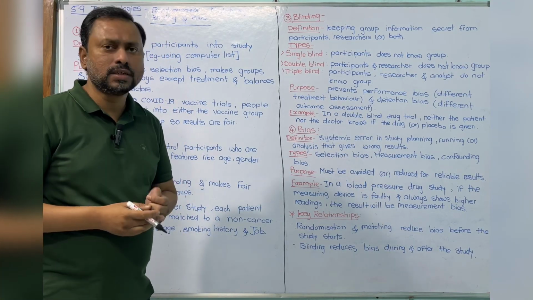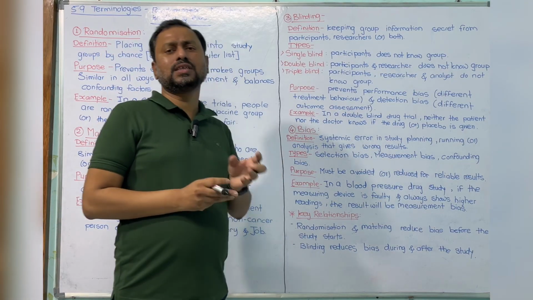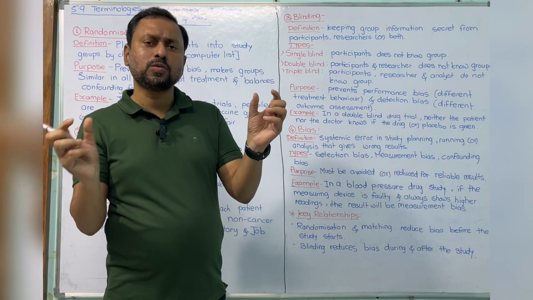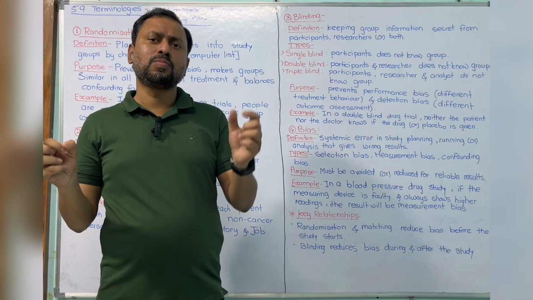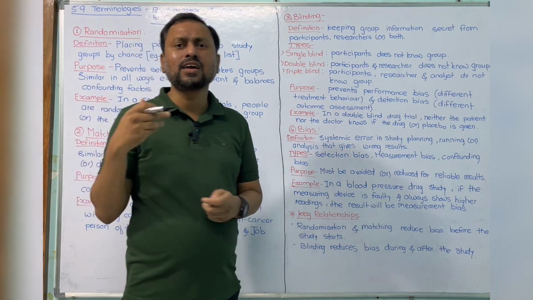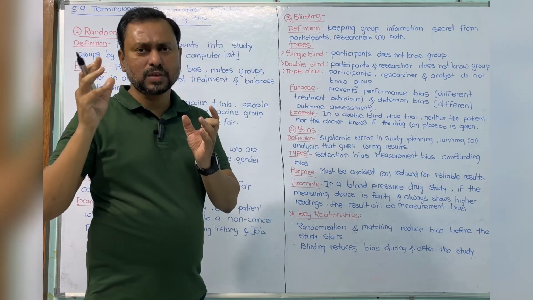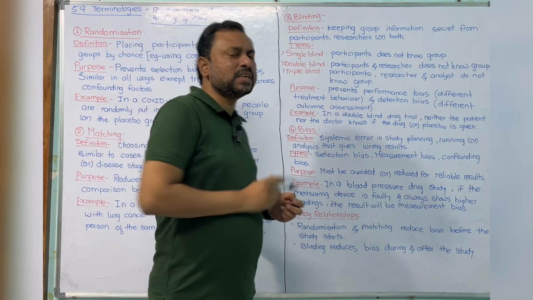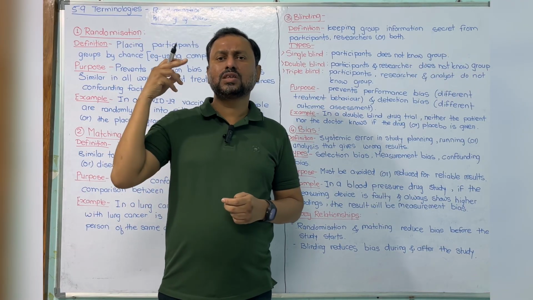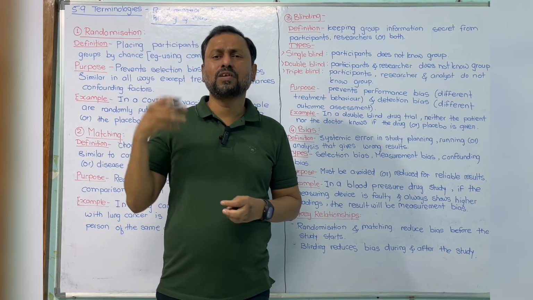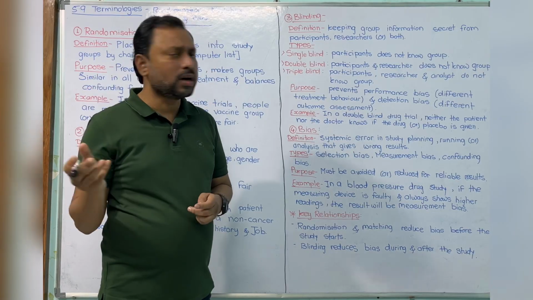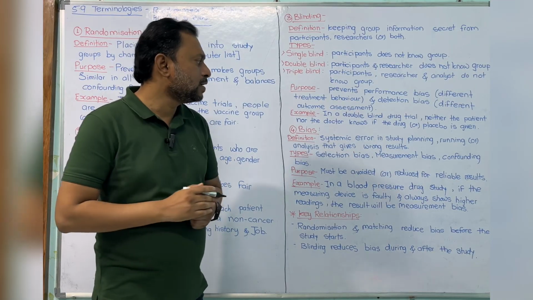The types are, first, selection bias. Selection bias is when you are selecting participants for your groups, selecting favorite people for one group and not-favorite people for another group. The error occurs while you are selecting. This is selection bias. Next is measurement bias. Measurement bias is when instruments are wrong, whether weighing machines, blood pressure apparatus, or thermometers. The error in the instrument while measuring is called measurement bias.